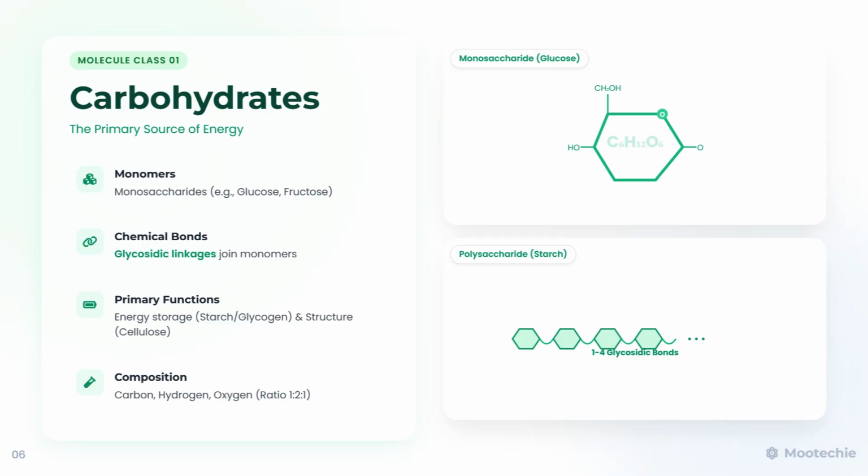The slide shows a diagram of a monosaccharide, like glucose, with its chemical formula C6H12O6 and how many link together with 1,2 glycosidic bonds to form a polysaccharide like starch.